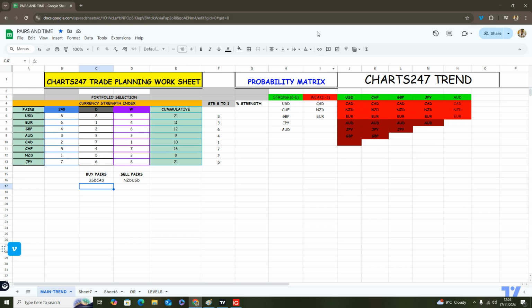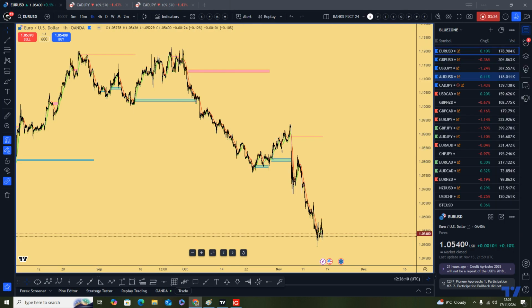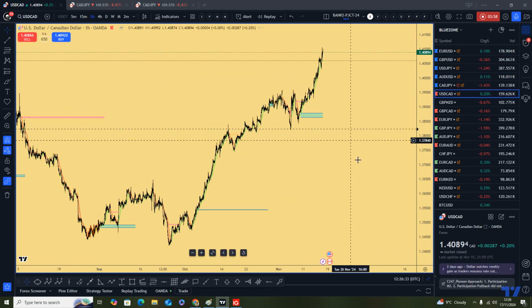So today what I want to do is to look at the US dollar, Canadian dollar. We will look at the euro US dollar, and we will look at the US dollar, Japanese yen, and if time permits, I'm going to look at the Canadian dollar, Japanese yen. So let's do the dollar CAD first.